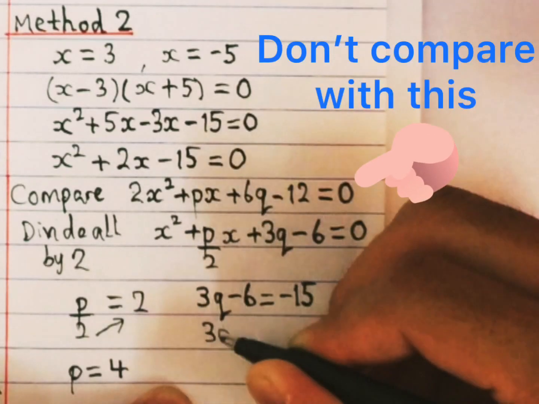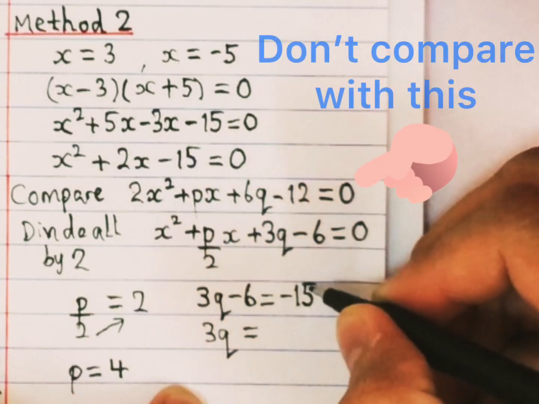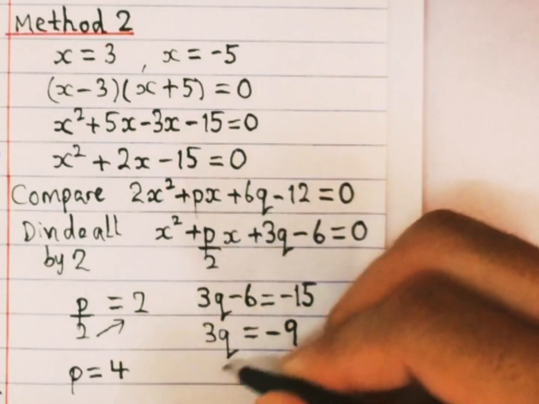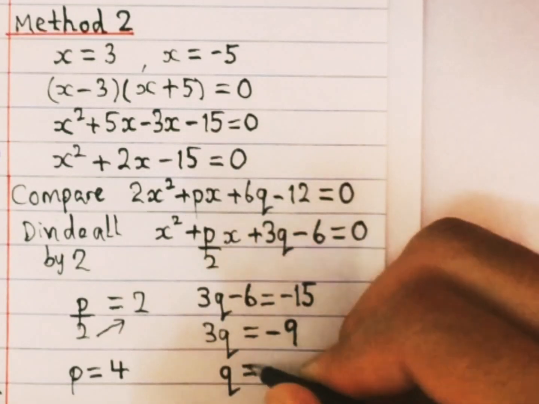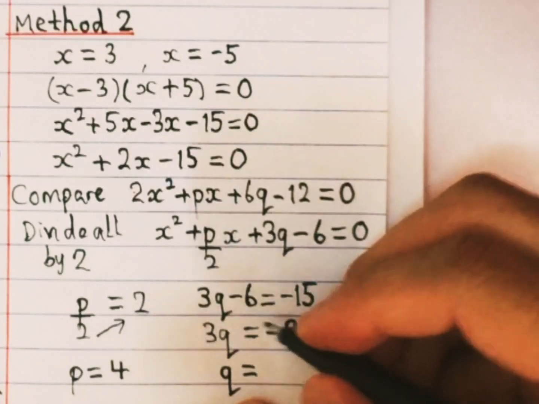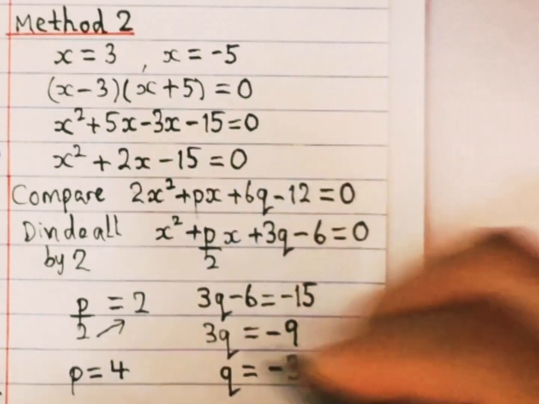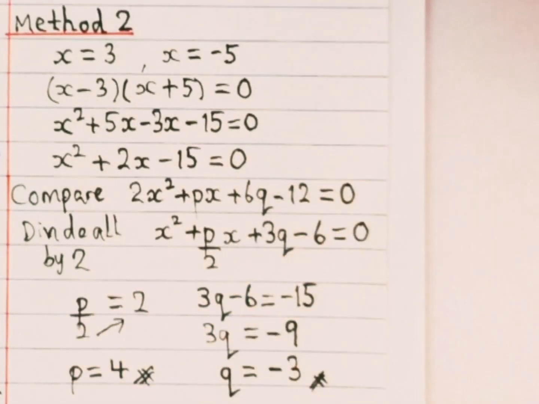So you bring over negative 15 plus 6, which will give you negative 9. So bring over 3, so you have to divide. So the answer will be negative 3, because negative 9 divided by 3 is negative 3. So if you look at your answer from the previous, it's the same answer but a different method.